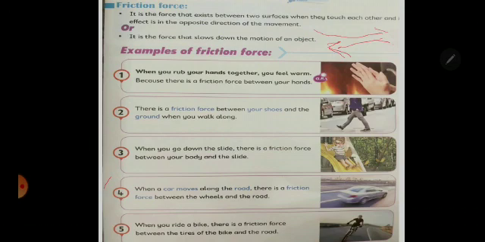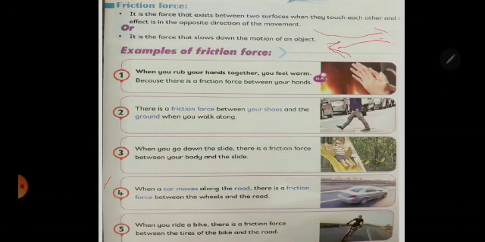If you ride a bike and take your foot off the pedal, what will happen to the bike? It will slow down until it stops. Because of what? Because of the friction force. Why? Because the friction force acts in the opposite direction.